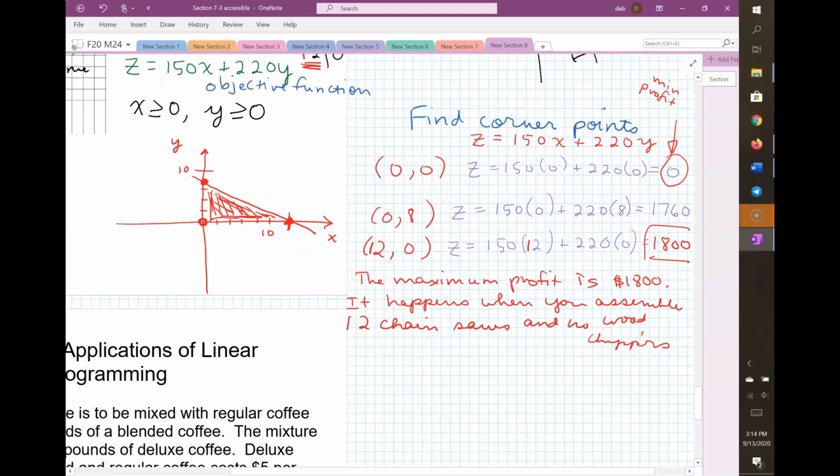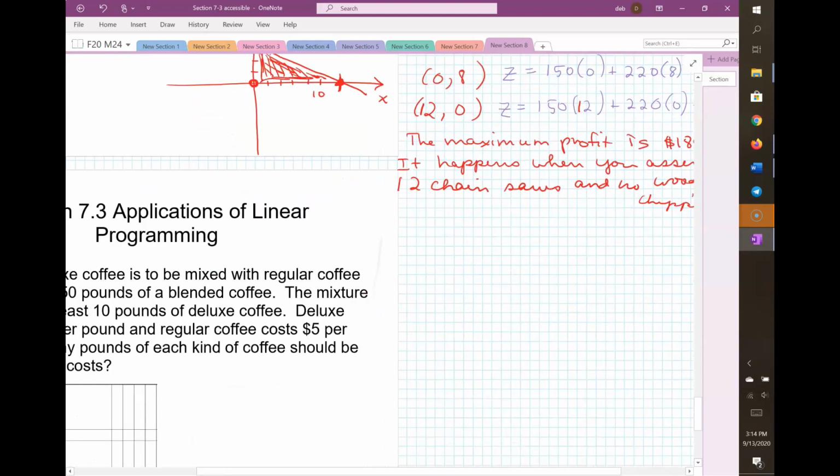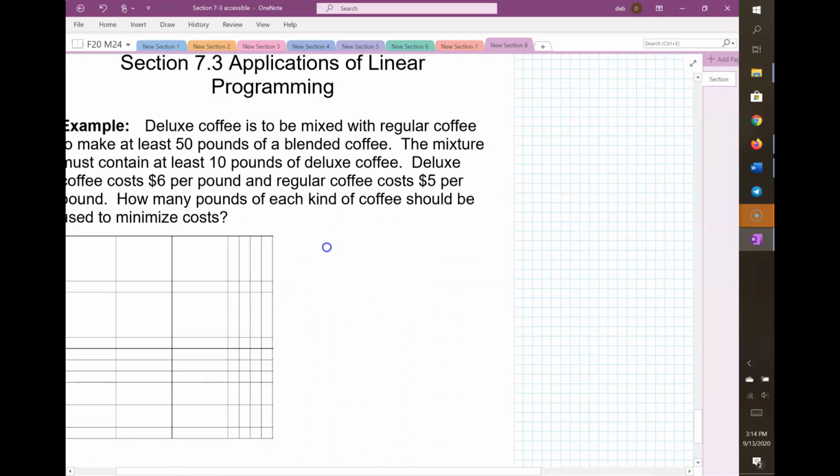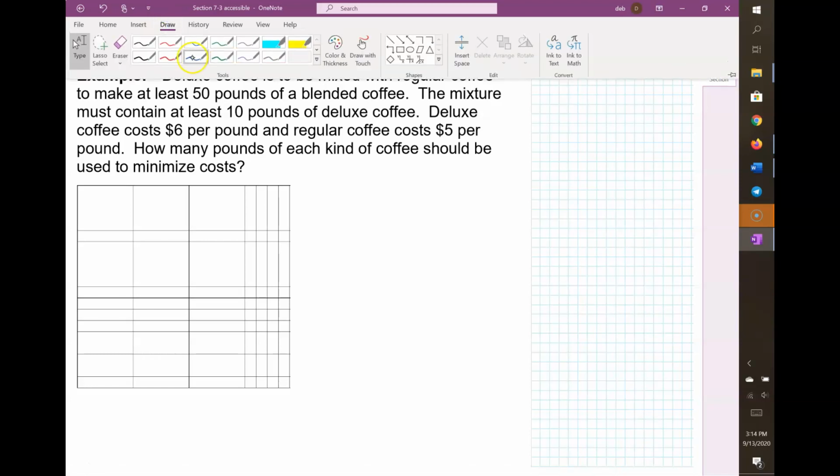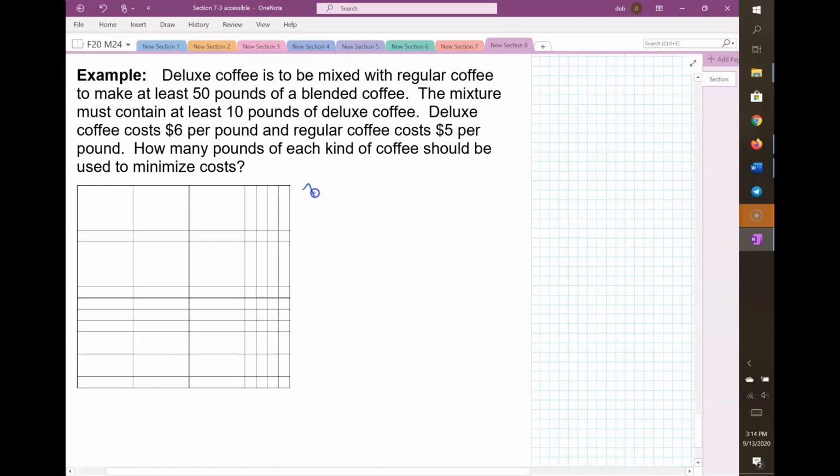Okay, so let's do one more example. I wanted you to see an objective function where you're trying to minimize rather than maximize. So this problem we've already done a lot of the groundwork. X equals pounds of deluxe coffee. Y equals pounds of regular coffee.